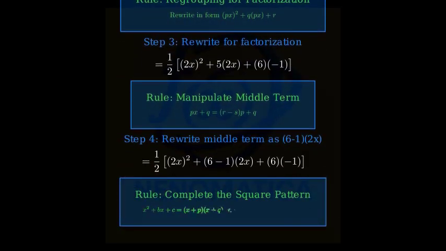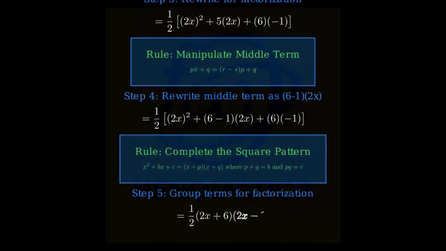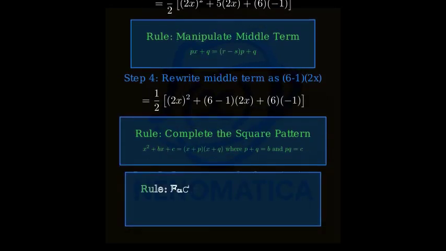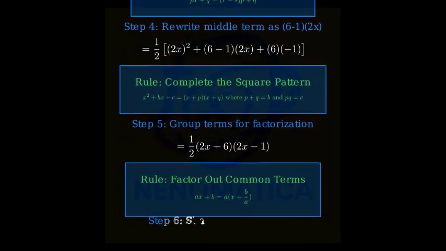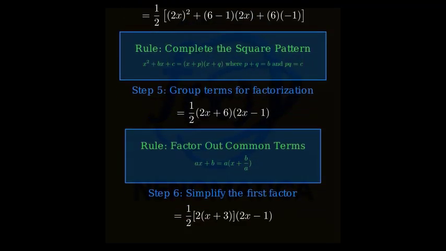Now we'll group our terms to set up for factorization. We can write this as 1/2 times the expression 2x plus 6 times 2x minus 1. This grouping will help us identify our factors. In the sixth step, we'll simplify the first factor. 2x plus 6 can be written as 2 times x plus 3. This gives us 1/2 times 2 times x plus 3 times 2x minus 1.